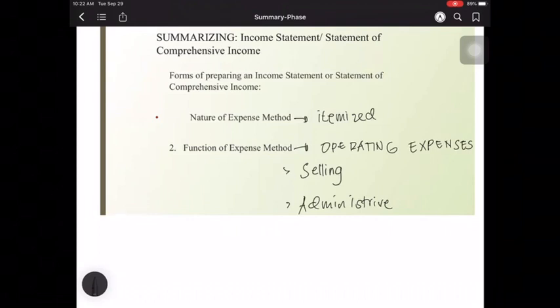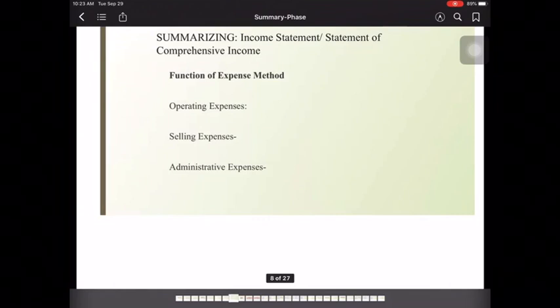All right? Because a service type of business is not really engaged in the selling of goods, right? So there are no expenses that may be said to be related to the selling activity of the business, because what a service type of business is doing is rendering a service. So the nature of expense method is usually used in a service type of business, while the function of expense method, since we have there the selling and distribution expenses, is usually applied by merchandising or manufacturing types of businesses.